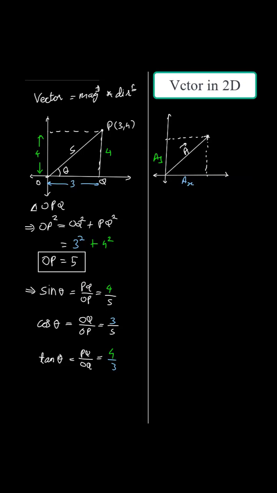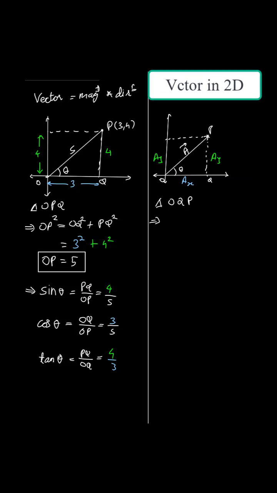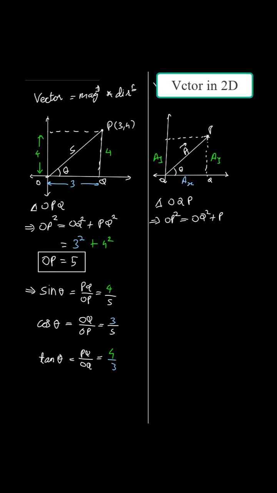Now let's name the triangle OPQ. So this right angle triangle OQP will give us some answers. Use the same concept. OQ is Ax and PQ is parallel to the y-axis, so that will be Ay. We will consider theta as the angle between A bar and the x-axis. So let's try to find OP square. According to the Pythagoras theorem, it will be OQ square plus PQ square.